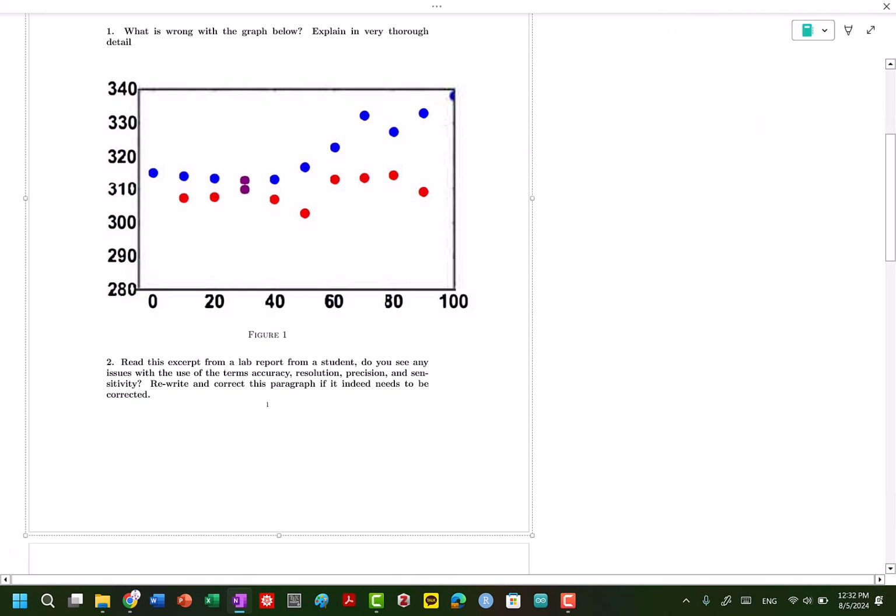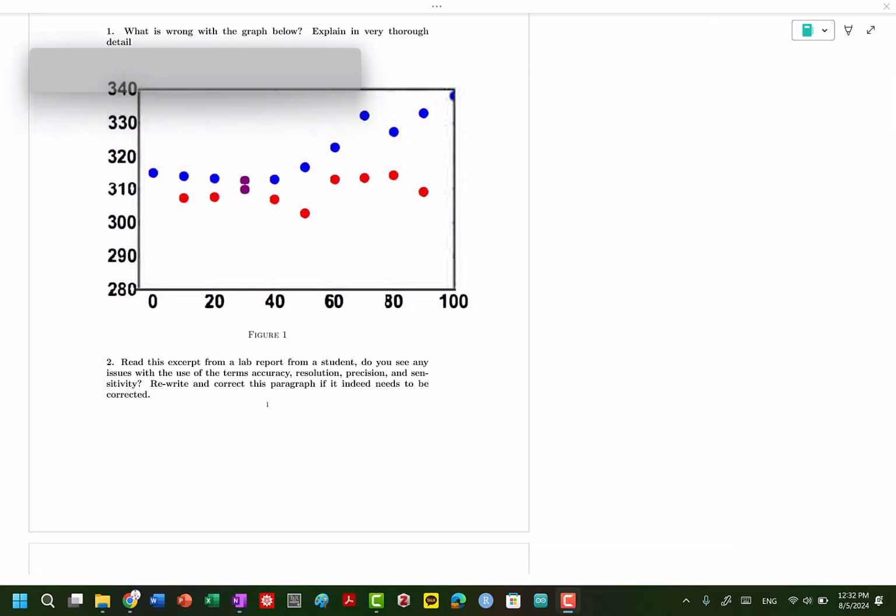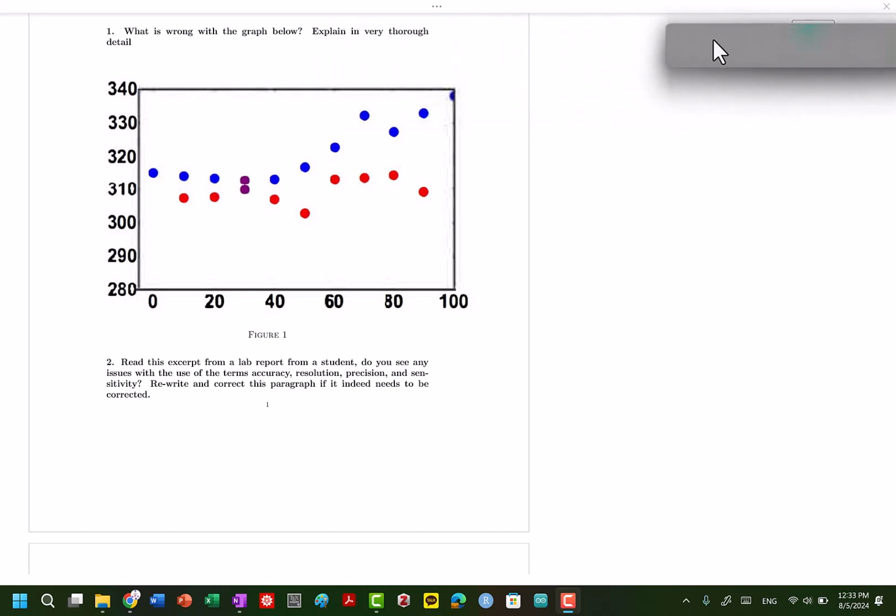We're going to go through our Pset 1 solution videos. So let's go ahead and get started. What is wrong with the graph below? Explain in very thorough detail.